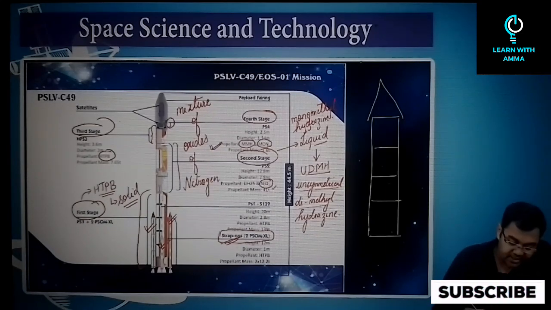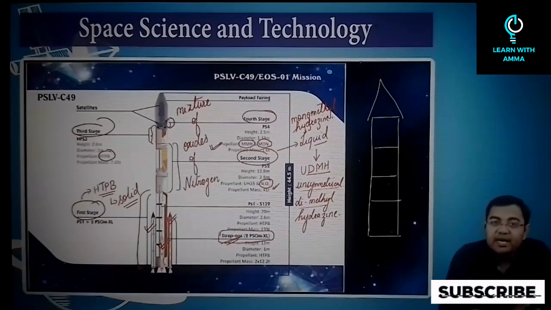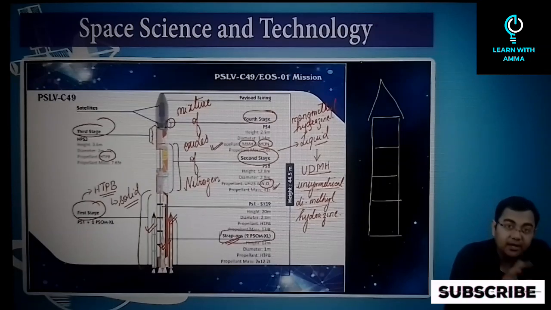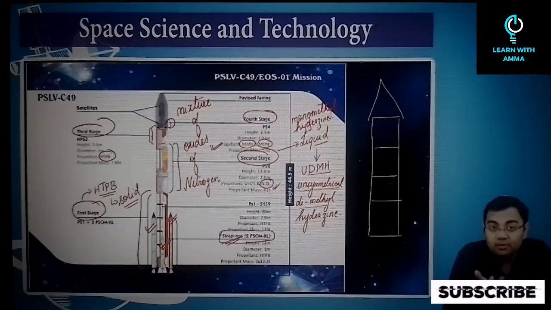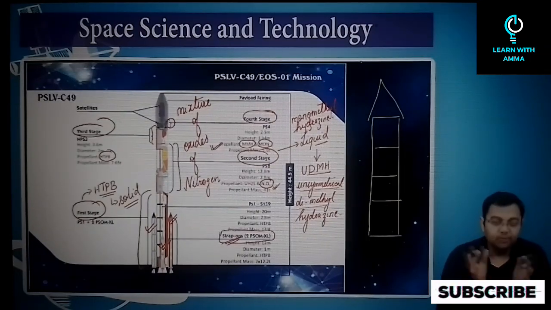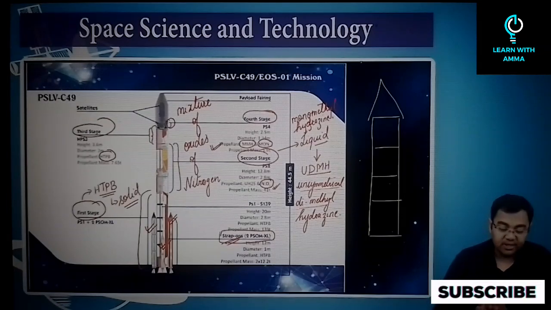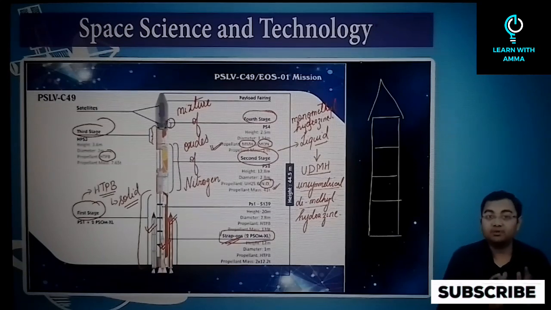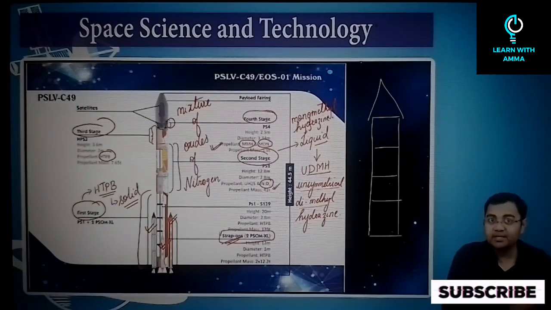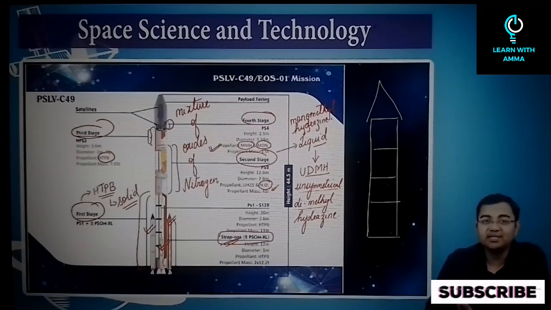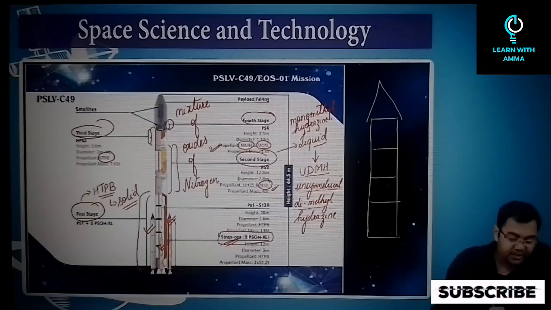So in the second stage, dinitrogen tetroxide is being used, and in the fourth stage, a combination of nitrogen oxides is being used. For example, nitric oxide, nitrous oxide, dinitrogen tetroxide, all these are used as a combination. So that's why it is called a mixture of oxides of nitrogen. So a mixture of nitrogen oxides is being used as oxidizer in the fourth stage, and in the second stage you are using dinitrogen tetroxide. Now, these are the four stages.